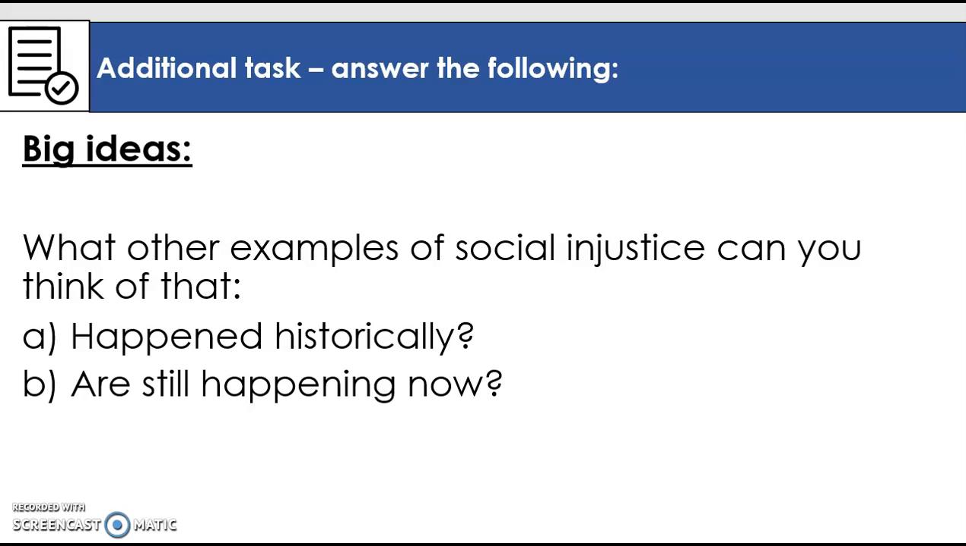If you manage to do all that easily within the 30 minutes, why not do the additional task here? Big ideas. What other examples of social injustice can you think of that A, happened historically, so in the past, and B, are still happening now? It could be a difference. Some things have changed in society where certain social injustices no longer exist, but sadly, certain social injustices still exist now.